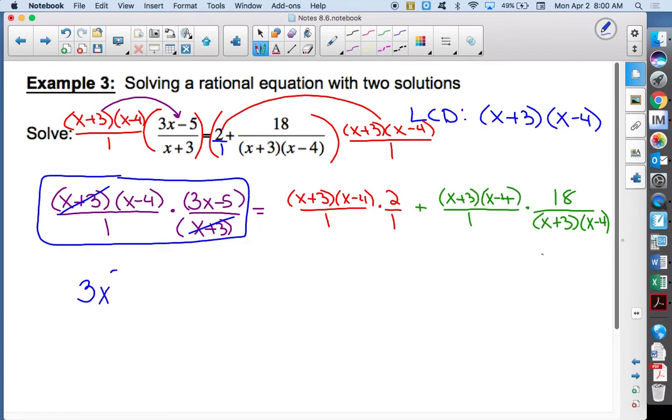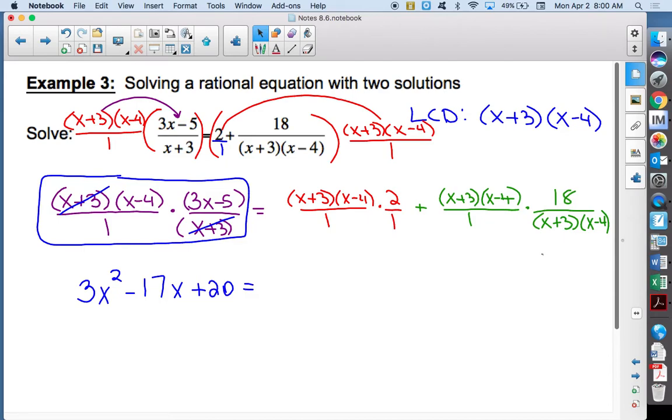So foiling that, we have 3x squared, and then a negative 5x and a negative 12x makes a negative 17x. Negative 4 and negative 5 multiplying gives us 20. So foiling together the pieces that are left, because now our goal is to solve. We're not just simplifying, but we're also solving.